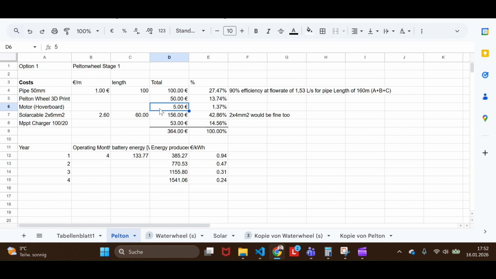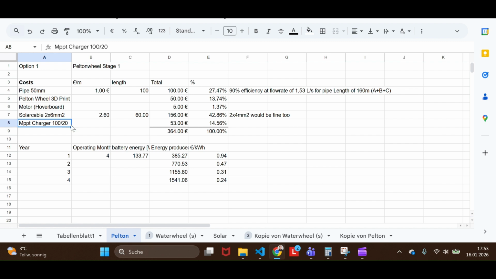But these run with a relatively low voltage, so if you run them with a higher power, you have to go to bigger cable size. Since I have solar cable lying around, which is 2 times 6 square millimeters, I will be using this, which adds quite some costs to this project. ChatGPT said 2 times 4 square millimeters would be fine as well for the power I am planning to run right here. But you have to calculate that yourself for your project.